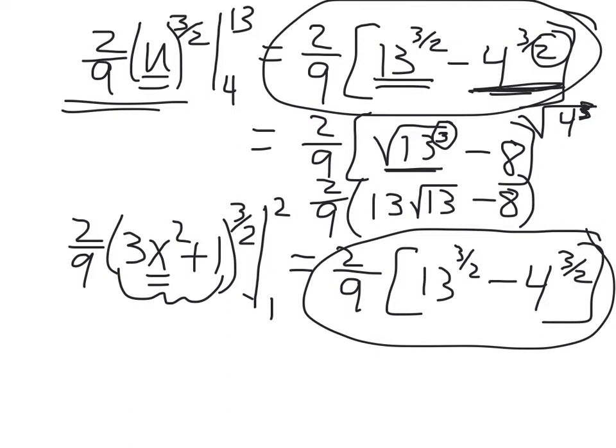And the numerical value there was about 8.638. So that's how that one works. Any questions there?